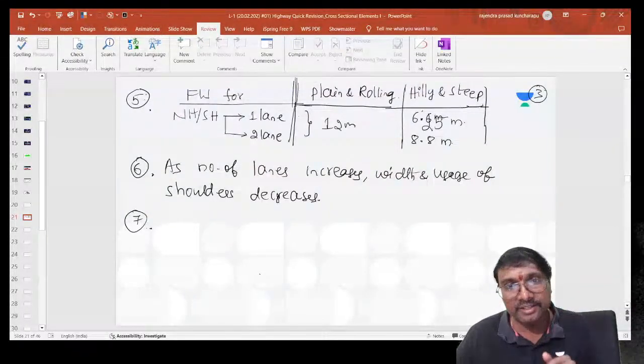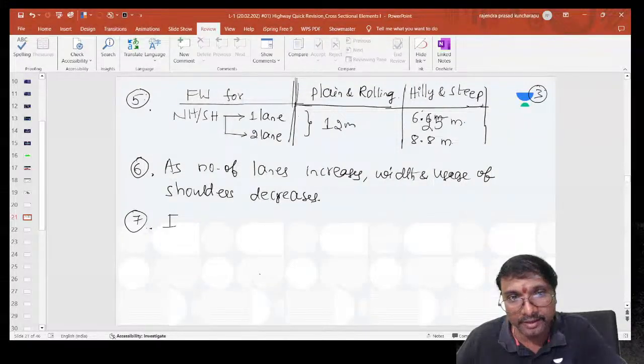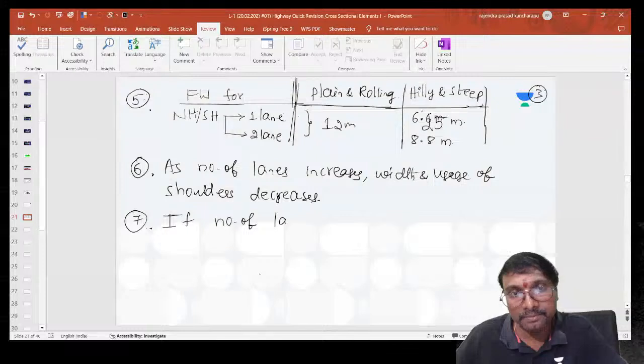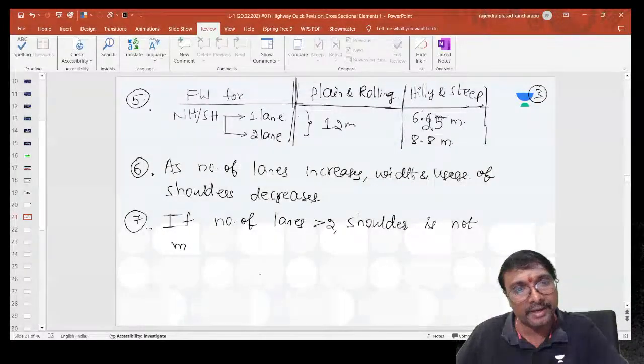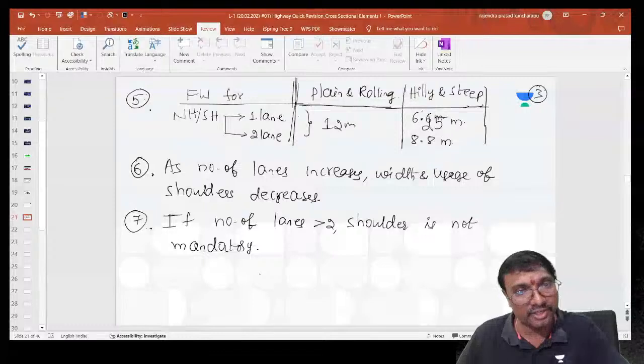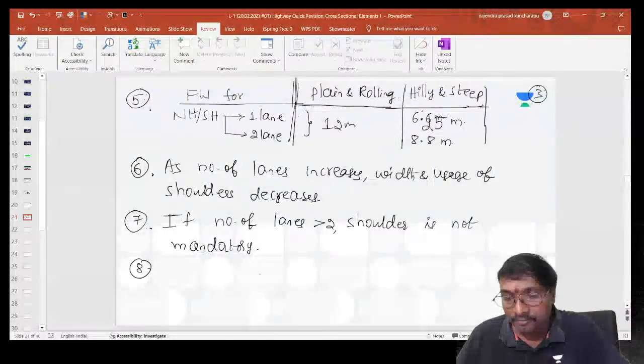Right, okay? Got this now? Now, if the number of lanes are more than 2, is shoulder compulsory or not compulsory? Shoulder is not mandatory, right? Even if you don't provide this shoulder, it does not matter, but you will be providing generally.